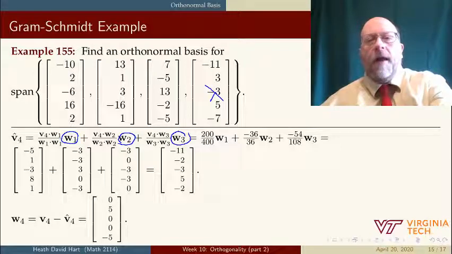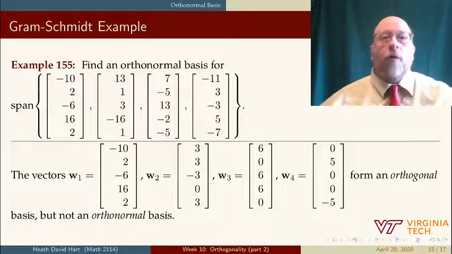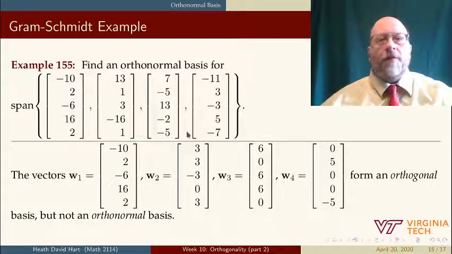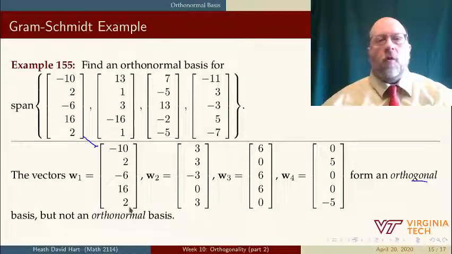All right. I'm going quickly through this because the calculations are very repetitive for a 4-element basis. So we started with these three vectors. We ended up with these four vectors. The first vector didn't change, but every vector after that got replaced. We have an orthogonal basis, but not an orthonormal basis.